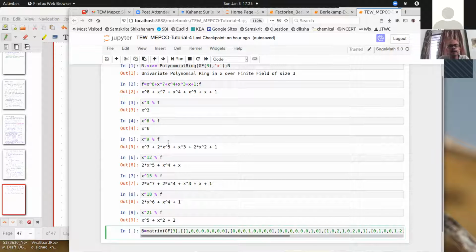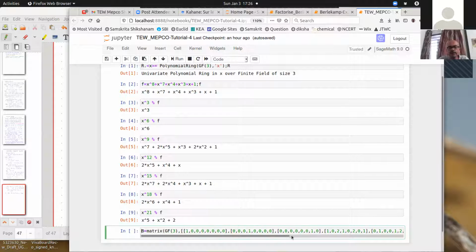Then if you look at this, x to the 9, when reduced modulo f, is x to the 7, so the last entry should be 1, and there is no x to the 6, so that is 0. The next one is x to the 5, so it is 2x to the 5, which gives a 2 here, followed by a 0. There is no entry for x to the 4. X cube has coefficient 1, x square has coefficient 2, x has coefficient 0, and there is a constant term, so that is 1.